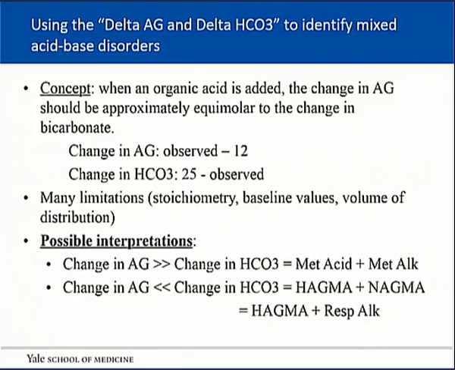The second possibility is that the bicarbonate was low at baseline, not because of a normal gap acidosis, but because of chronic respiratory alkalosis. Let's say a cirrhotic patient or a pregnant woman who lives at a bicarbonate of, say, 17 or 18, who then gets a high gap acidosis on top of that. So those would be the three ways of interpreting these changes in anion gap and in bicarbonate.